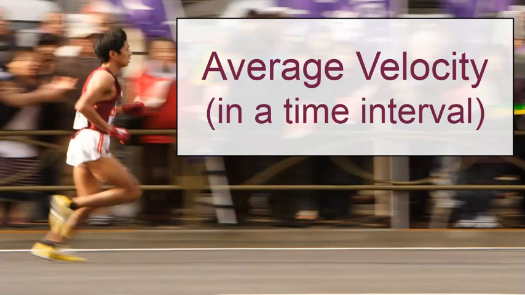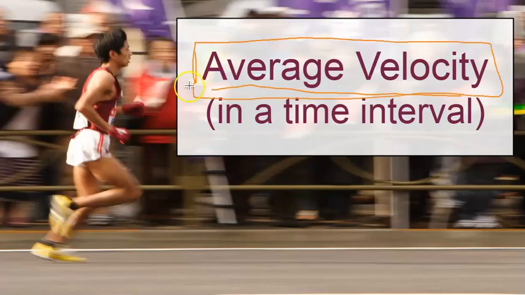Okay, team. We are going to be talking about average velocity. So if a person is going from 0 to 5 meters per second, they're speeding up. Their velocity is not constant. So we want to know, on average, if you're the coach, how fast did this person go during their race?